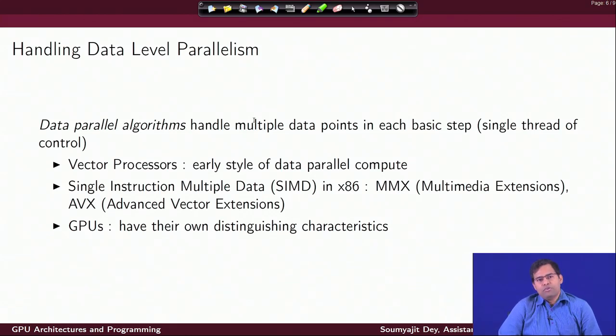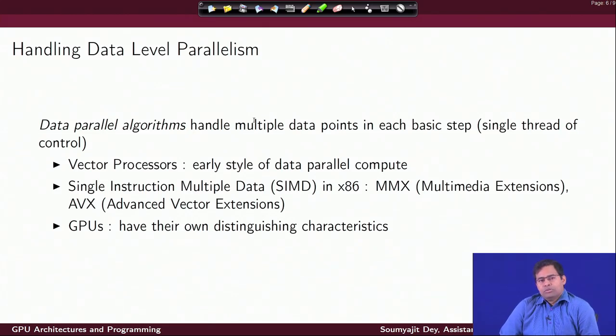So, it is like doing an add of multiple data points followed by doing a multiply of multiple data points, followed by doing some other operation on again multiple data points, like that. If this kind of computation is found very frequently in some algorithm, we like to call it a data parallel intensive or in general a data parallel algorithm.